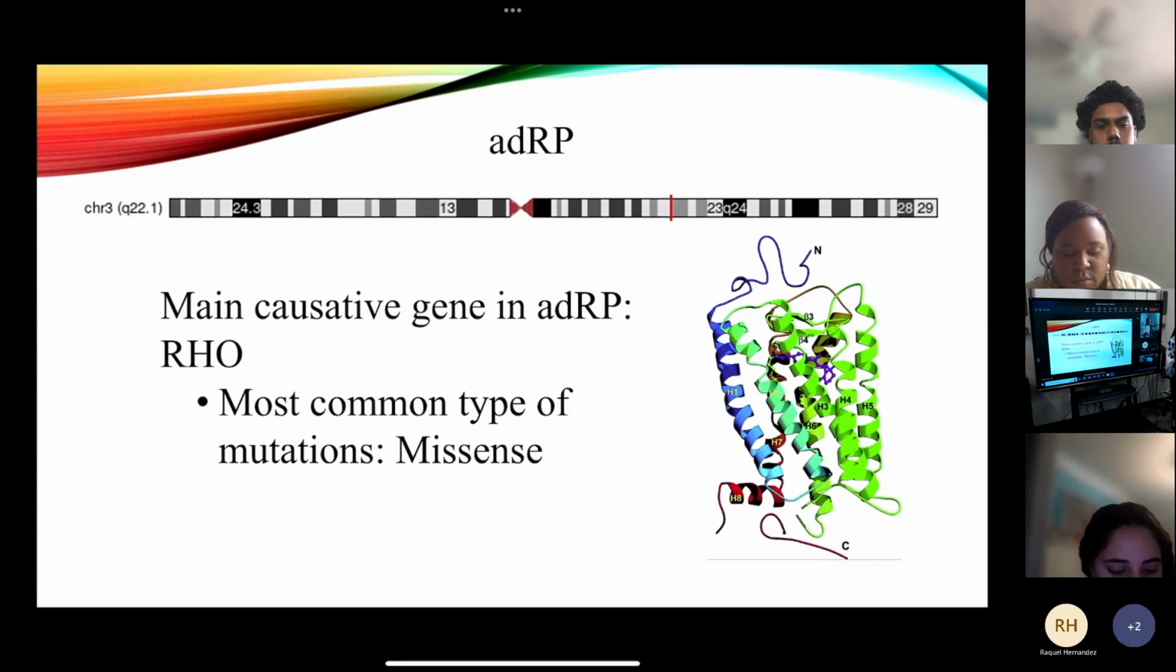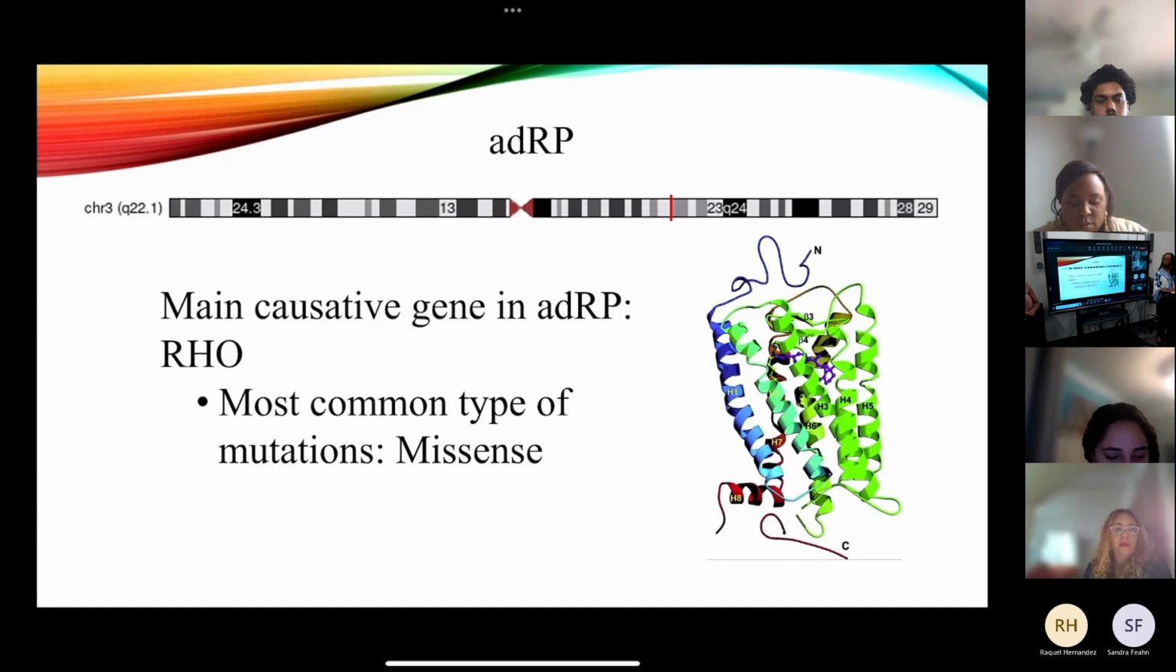So when light hits the 11-cis retinol, it activates the rhodopsin, triggering electrical signals. That electrical signal is transmitted to the brain, where it interprets vision. So when there's a missense mutation to the RHO gene, it causes rhodopsin to be altered, and so it prevents that interpretation of light.